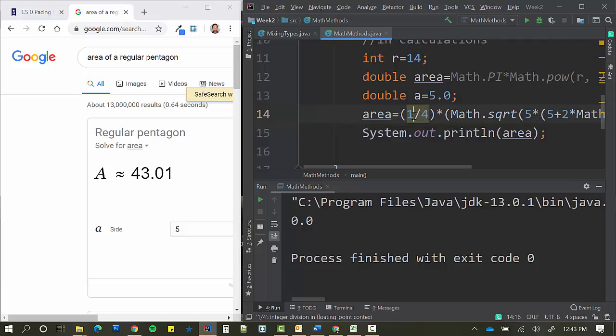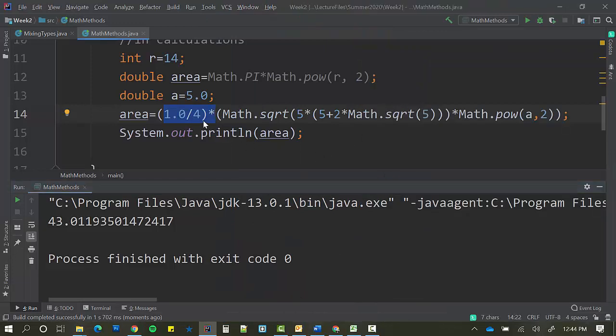That's a real problem. So I need to make sure that this is not going to give us an integer result. I want to make it a floating point result. I'll just go 1.0 divided by 4. And there we go, 43.01. It works. So we had a little problem in there, but we found that anytime we do division, we want to make sure that we're doing division with floating point values. Unless there is an absolute need to do your division with integers, always do them with floating point values.